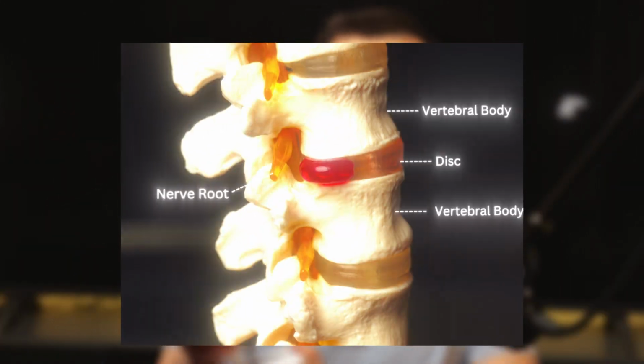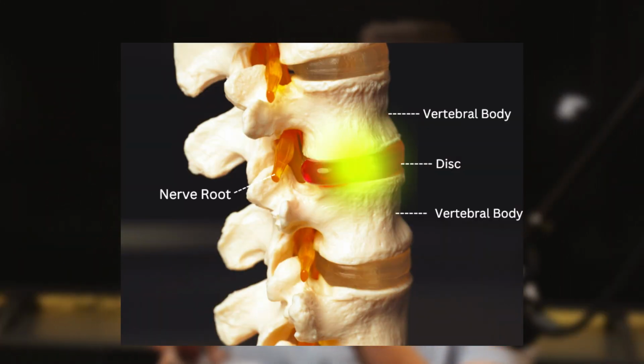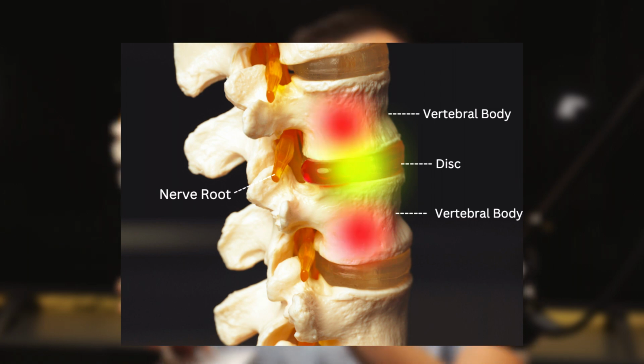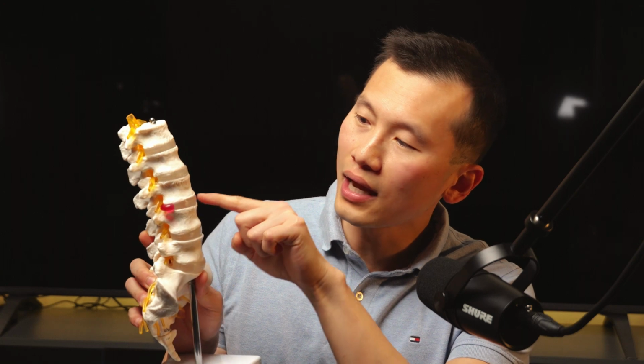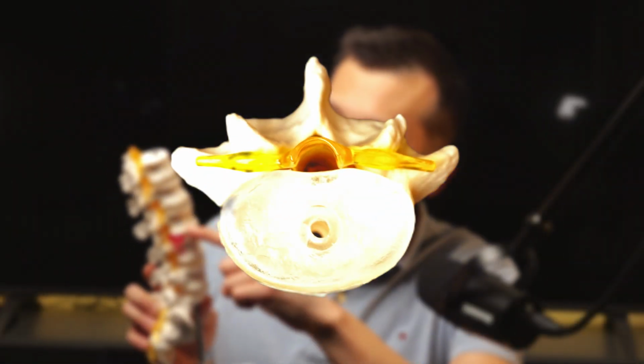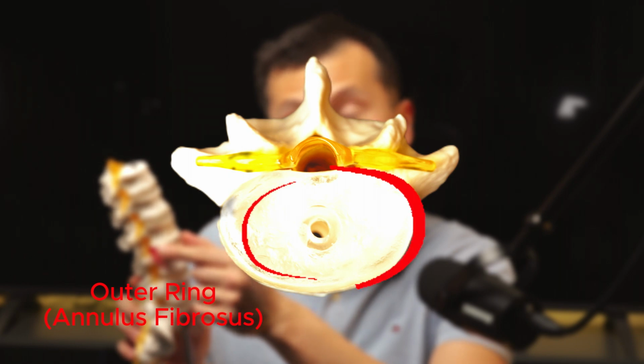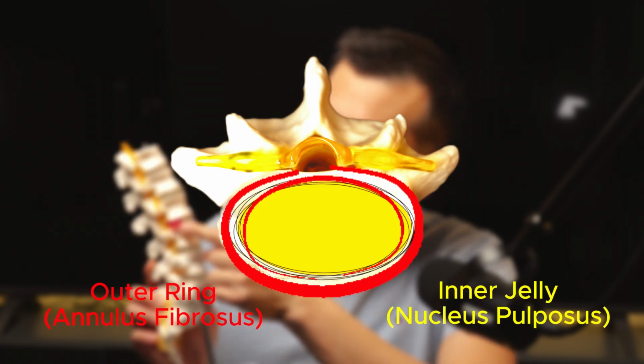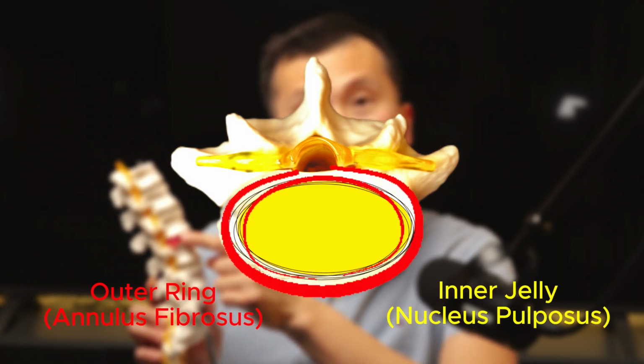As the name suggests, intervertebral or between vertebra tells us that the disc is between two bones or vertebral bodies. Now, between the vertebral body and the disc itself is another layer of cartilage that provides important nutrients for the disc itself. The disc has an outer fibrous ring and an inner jelly-like substance called the nucleus pulposus.